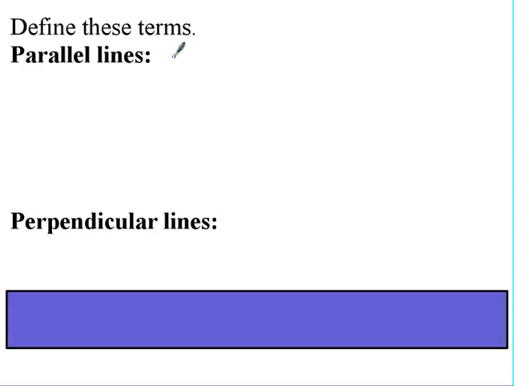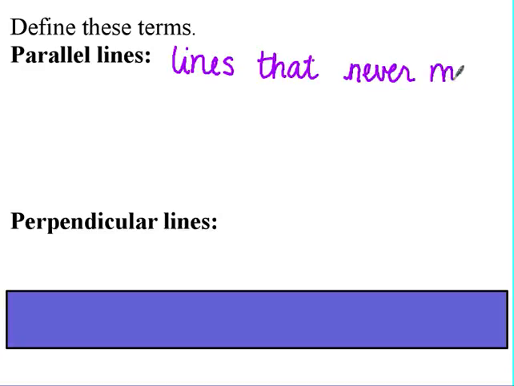Now, does it just have to be two? No. Could you have three parallel lines? Okay, so lines that never meet, or lines that never intersect. Eventually we'll look at a more precise definition, but for right now, this could be it: lines that never meet. If the line keeps going on forever and ever and it never meets, it's got to be parallel.